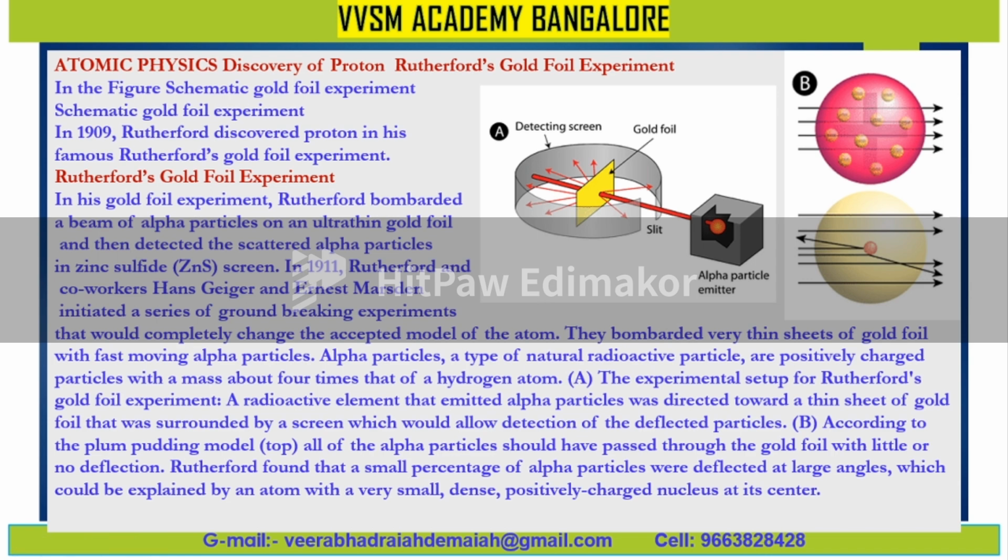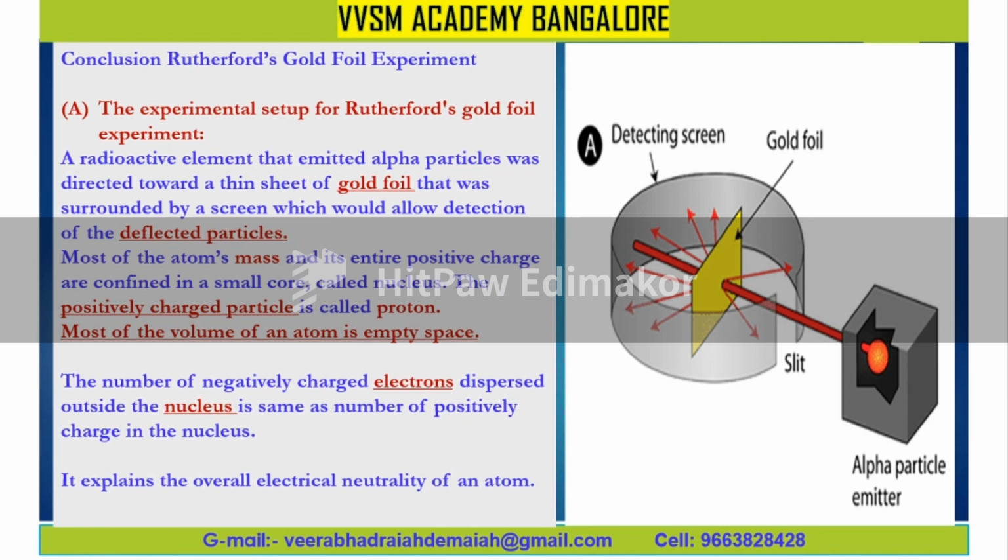In 1911, Rutherford and co-workers Hans Geiger and Ernest Marsden initiated a series of groundbreaking experiments. In the experimental setup, a radioactive element that emitted alpha particles was directed toward a thin sheet of gold foil. This yellow sheet is the thin sheet of gold foil, my dear friends. Observe the figure carefully: it is surrounded by a screen which allows detection of the deflected particles.